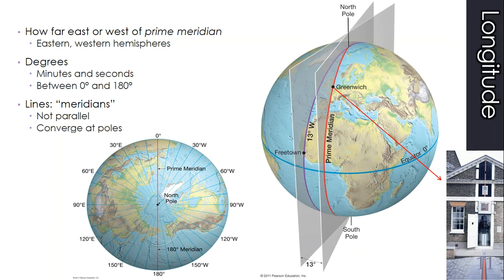And again, they converge at the poles. So you can tell here the distance between 10 degrees is much greater right here than it is as you get farther north.